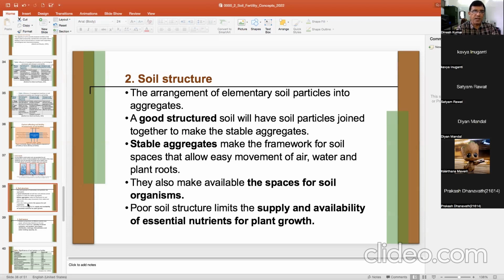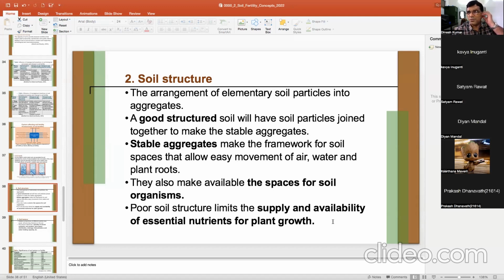So you can see now the slide. The arrangement of elementary soil particles into aggregate soil structure. A good structured soil will have soil particles joined together to make stable aggregates. Stable aggregates make the framework for soil spaces. They also make available the spaces for soil organisms. Poor soil structure limits the supply and availability of essential nutrients for plant growth.